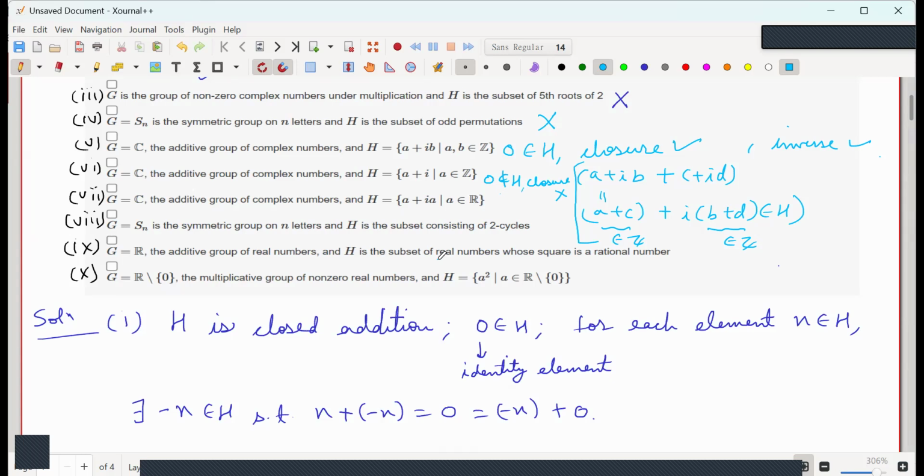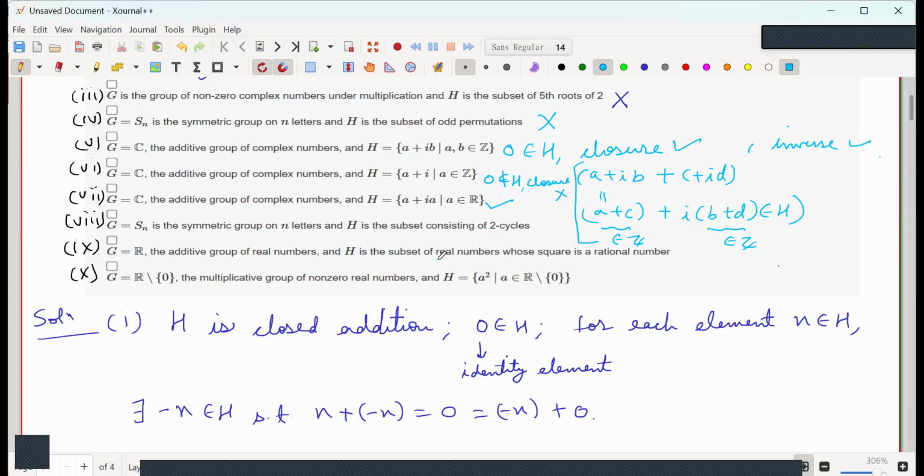What about the seventh? So, one thing I can say, identity is there. It's also closed, and the inverse exists for every element. Axioms satisfied. Very good. So it's a subgroup. Now the eighth one.